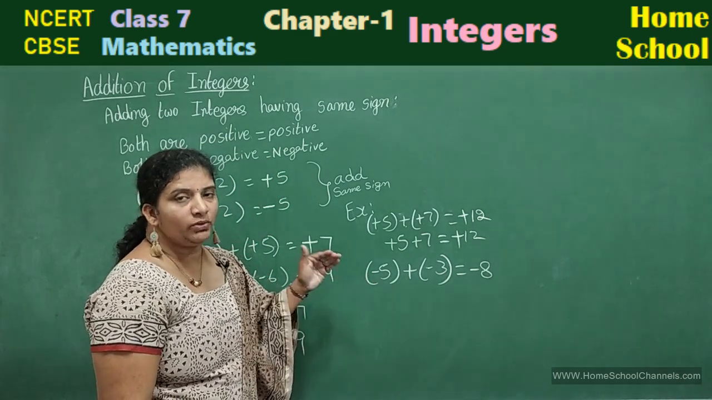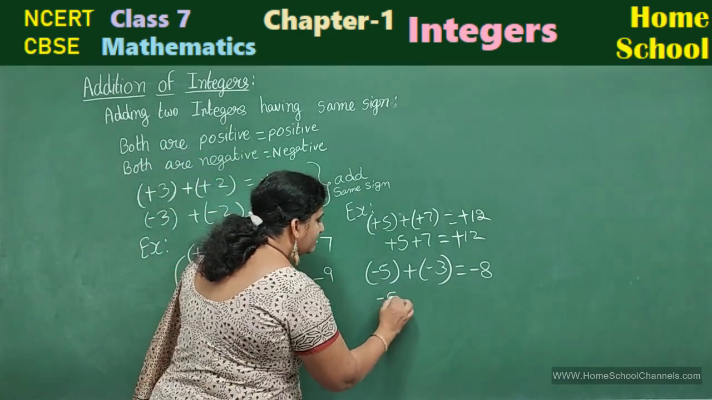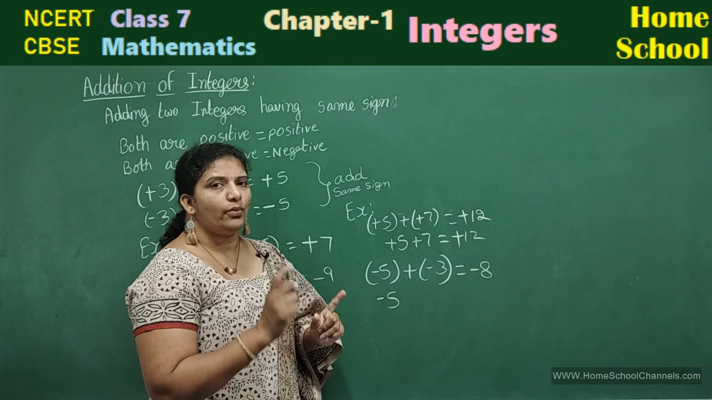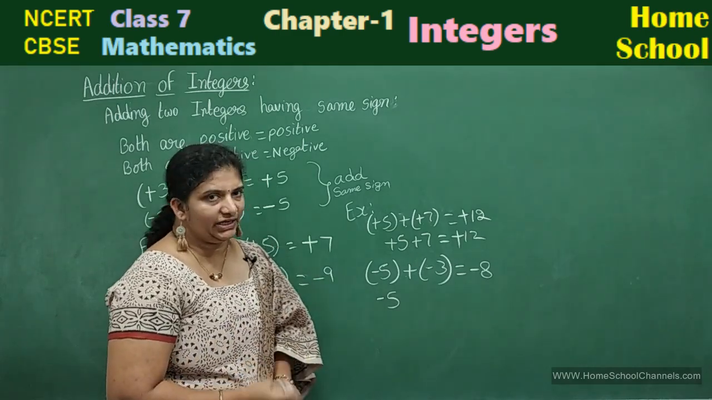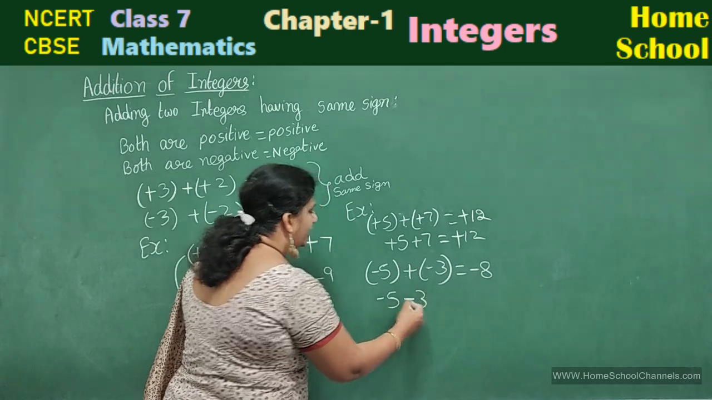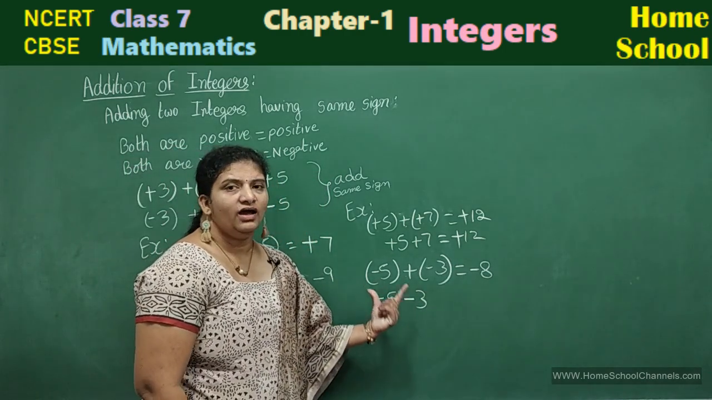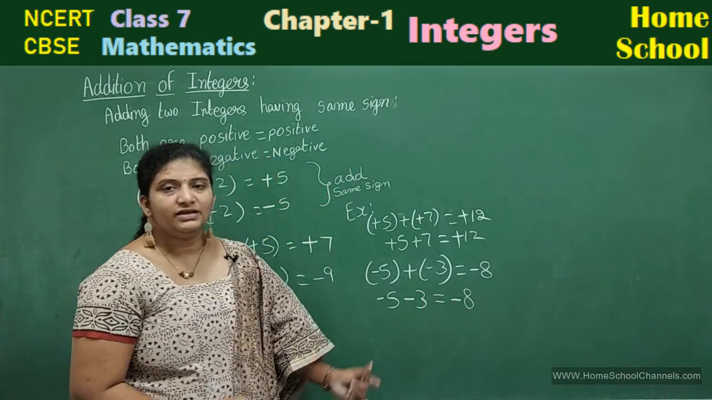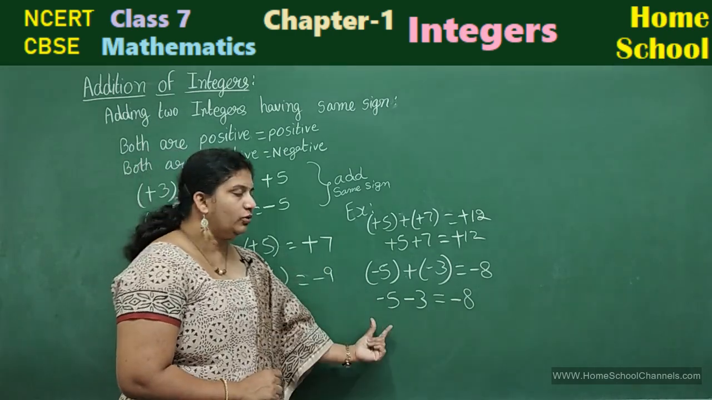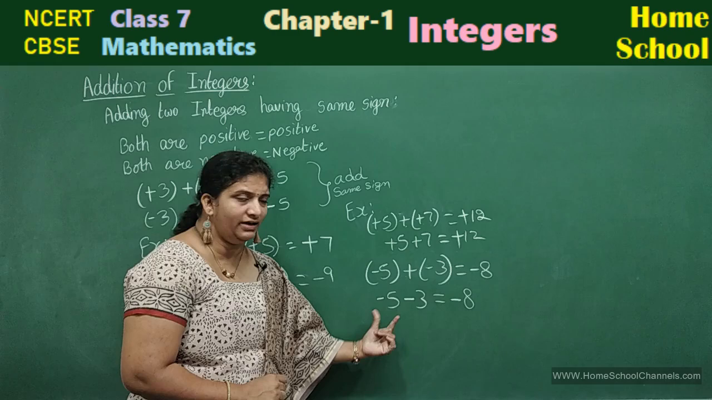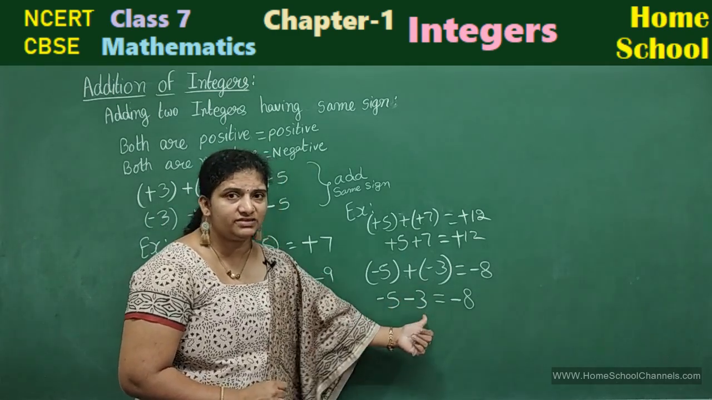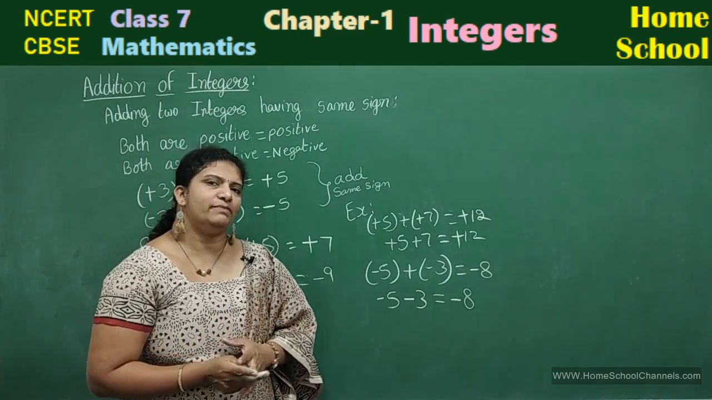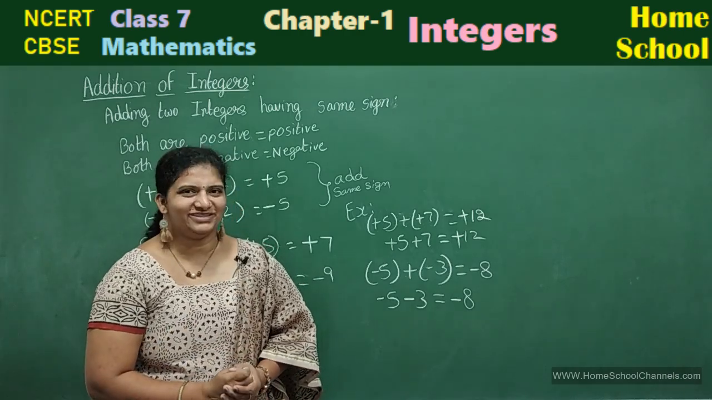The same problem, you can write it by removing brackets: minus 5. Plus into minus: in multiplication of integers, we have seen that when both are different signs, your answer will be negative. Plus into minus, minus 3. If both have the same sign, take the same sign and add the numbers. You should remember this point carefully. When you have two numbers with the same sign, take the sign and add the numbers. Most of the children will do wrong at this place. Don't worry. If you have both negative numbers, take a negative sign and add the numbers.